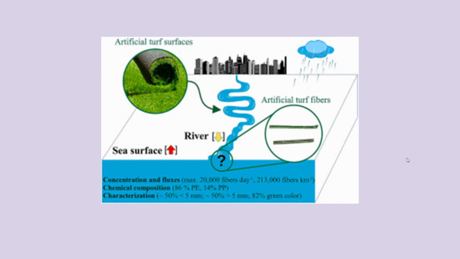And here's another diagram. This shows the tiny fibers that break off and can get tracked into rivers, into the sea, and pollute.